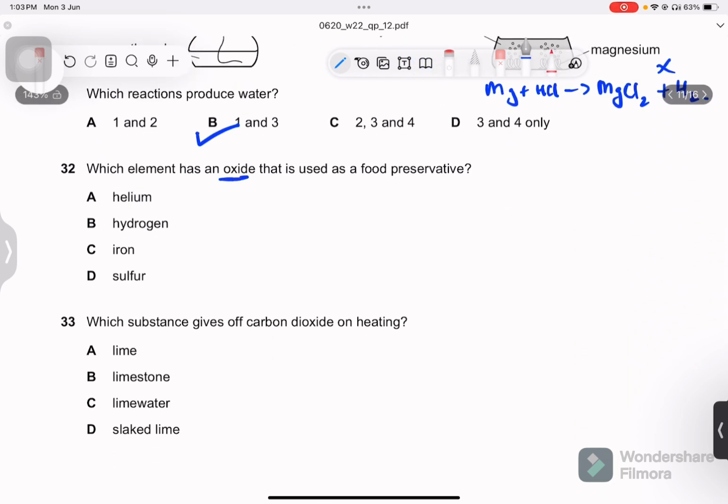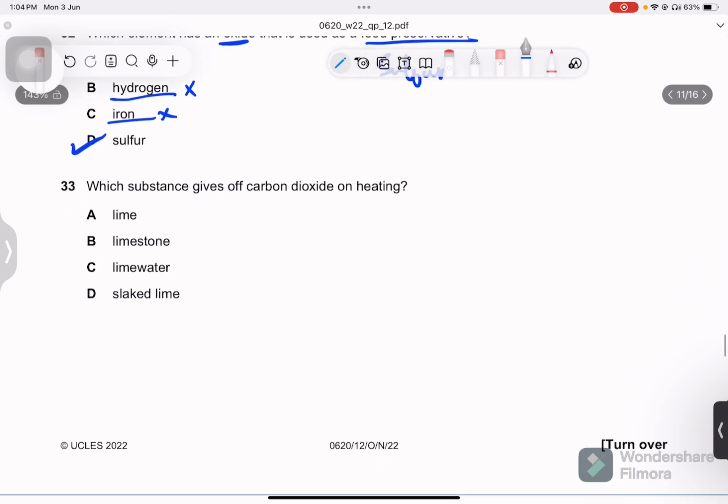Which element has an oxide that is used as a food preservative? This should be on your fingertips. Sulfur. Recall. Helium does not form an oxide. Hydrogen's oxide is water. Iron 2 oxide is the hematite, which is not used as a food preservative.